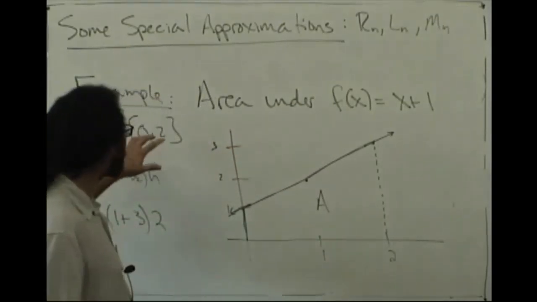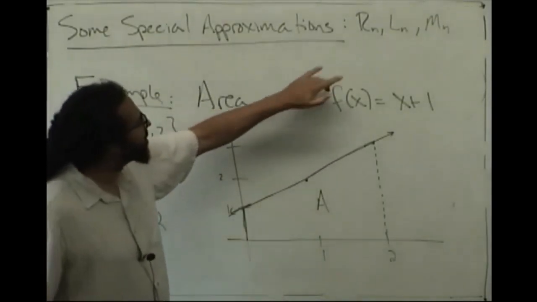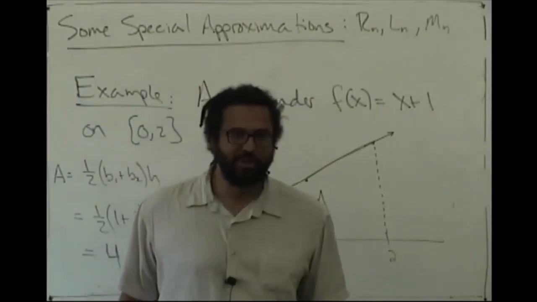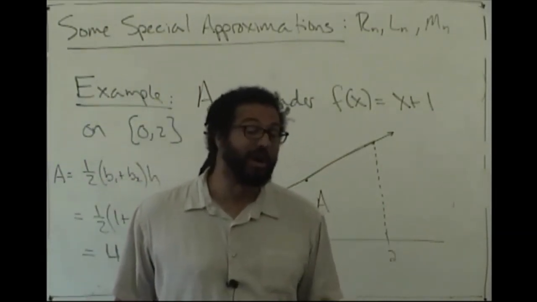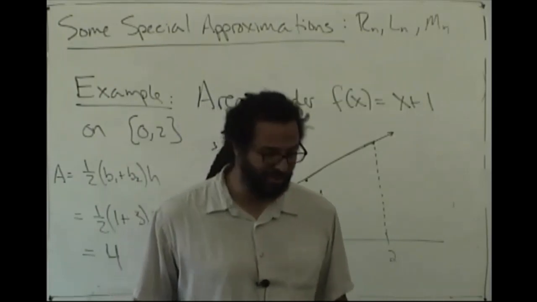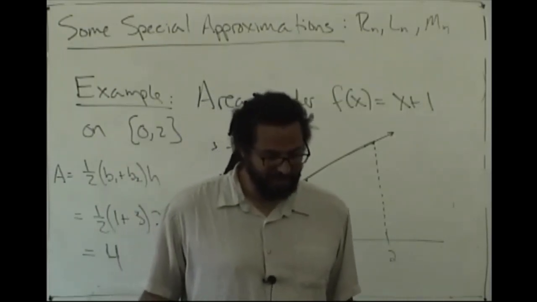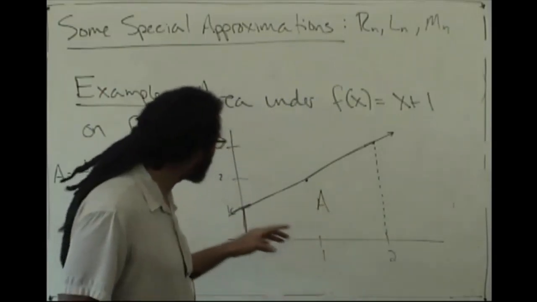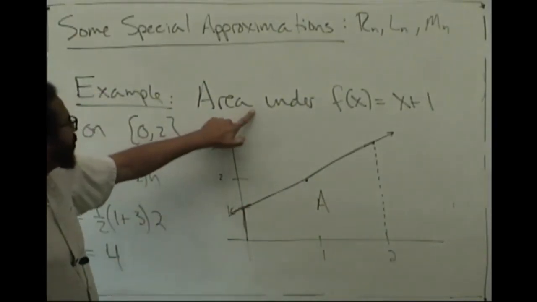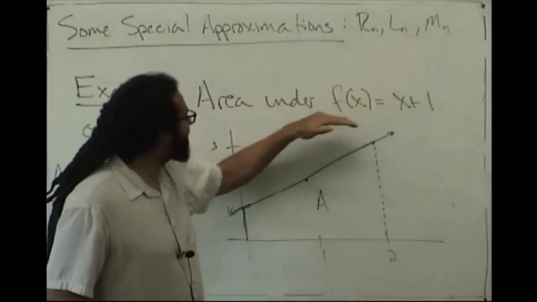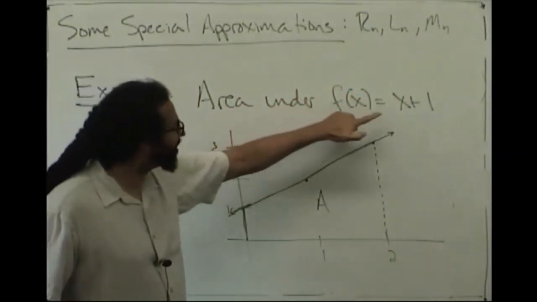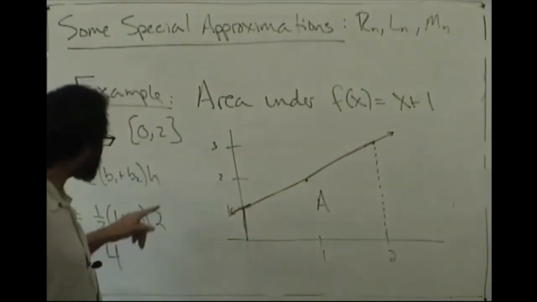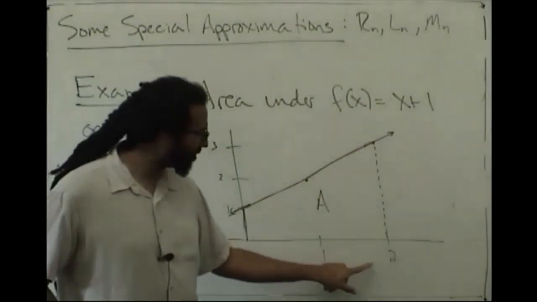So anyway, here's the area that we want to approximate, and in this case, we'll approximate a thing where we already know the answer, just so we can get a feel that these approximations are okay, that these things are good enough. So we want to use these three things to approximate the area under the curve y equals x plus 1 on the interval from 0 to 2.